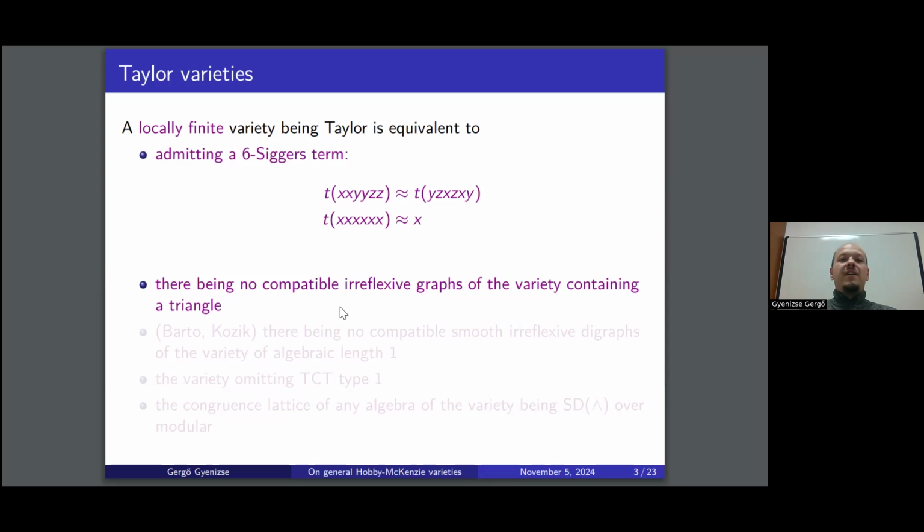This result also has a variant which is harder to prove, but a little bit more commonly used. Barto and Kozik proved, not long after Siggers, or maybe essentially concurrently, that a locally finite variety, again, is Taylor if and only if any smooth compatible graph that has algebraic length 1 must contain a loop.